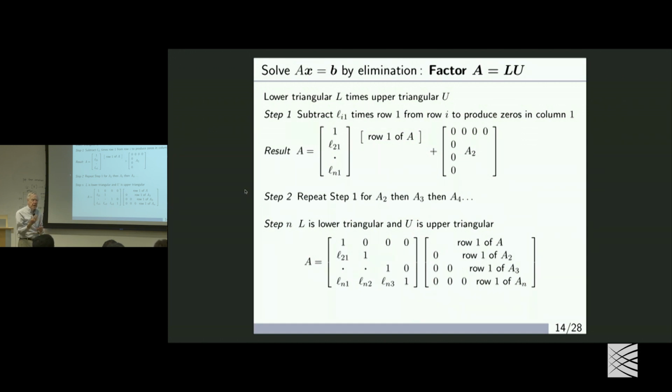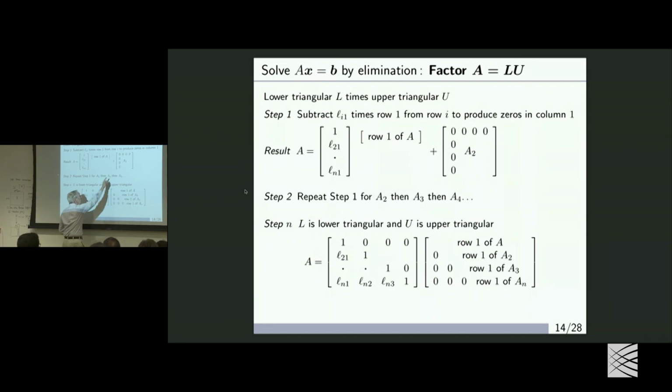And then you just do it again and again. So you repeat that step. The pivot row is now the row of A2. You subtract the suitable multiples of that so that you get zeros. And then if you put it all together, this is what you've done. You've taken that times row 1 of the matrix. Then you've taken this times that row of that matrix, which shrunk it by 1 more. You take that times the next row, shrunk it by 1 more. The last one looks like that. That's LU.